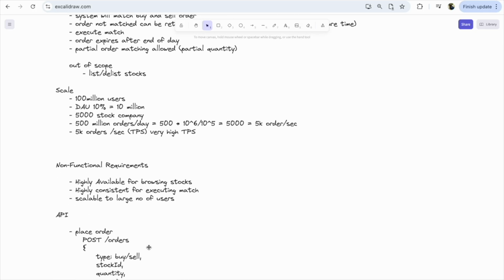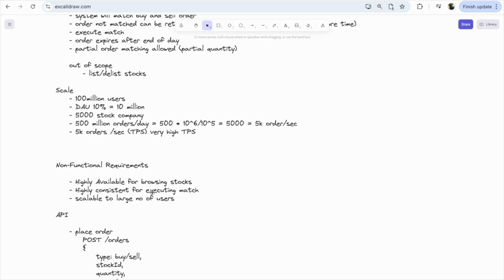Now non-functional requirements. The system should be highly available for browsing stocks. In a stock exchange system, usually a customer cannot directly place the order. The order has to come via a stock trader, trading app or broker, but we can browse the stocks in this portal, so that should be highly available.